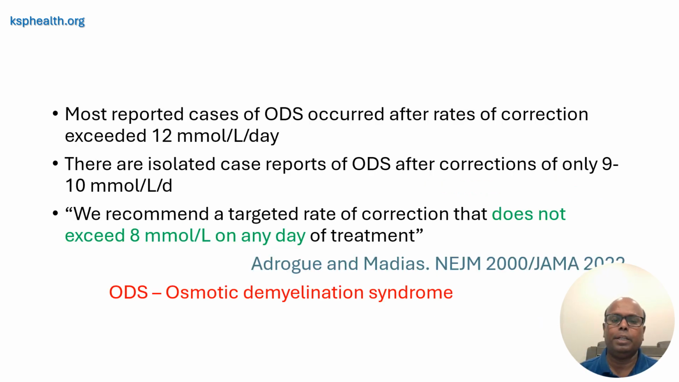Most reported cases of osmotic demyelination syndrome occur after rates of correction exceed 12 milliequivalents per day. There are isolated case reports of ODS, which is osmotic demyelination syndrome, after correction of 9 to 10 milliequivalents per day. So Madias and Adrogué recommend that the targeted rate of correction should not exceed 8 milliequivalents on any day of treatment. That was first published in NEJM 2000. It was re-emphasized again in 2022 by the same authors.